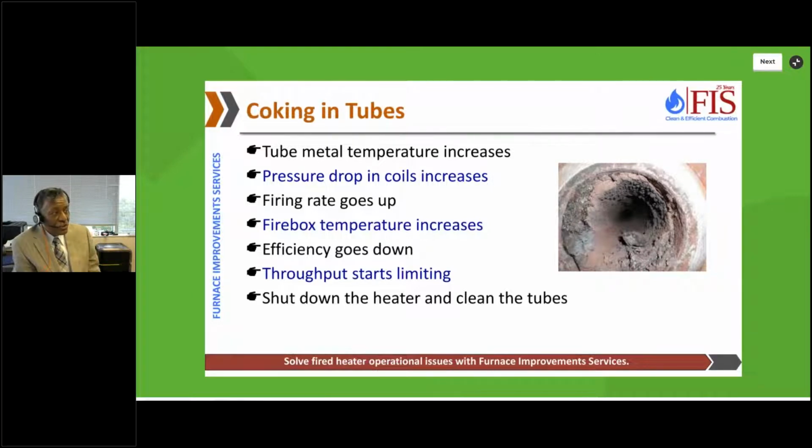Tube metal temperature goes up, pressure drop goes up, firing rate goes up, firebox temperature also goes up, that's efficiency goes down, throughput starts limiting, and ultimately you have to shut down the heater and clean it. So coking is something you don't want to have in your heaters.